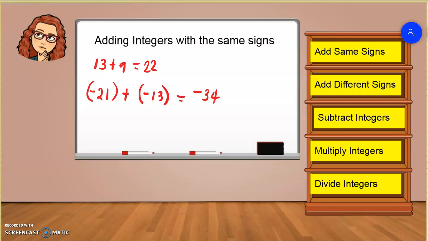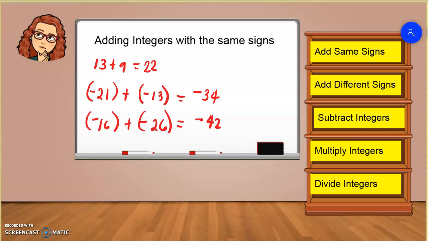Right. Another example, if I have here -16 plus -26, the answer is -42.